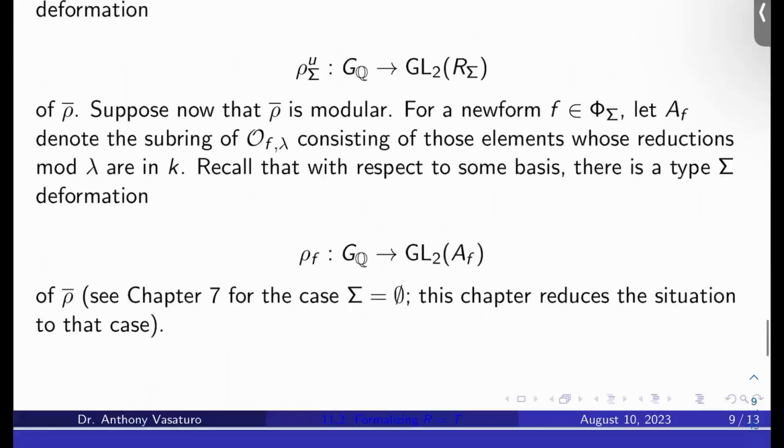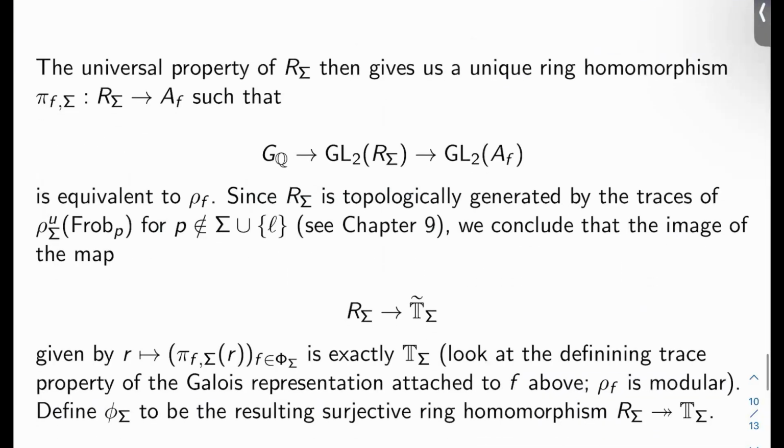That's what we wanted. The universal property of R sigma, if you recall, gives a unique ring homomorphism, which we'll call pi F sigma from R sigma to A_F, such that the composition GQ to GL2 of R sigma to GL2 of A_F is equivalent to rho F. So rho F just goes here, and we're just saying this composition is isomorphic to it.